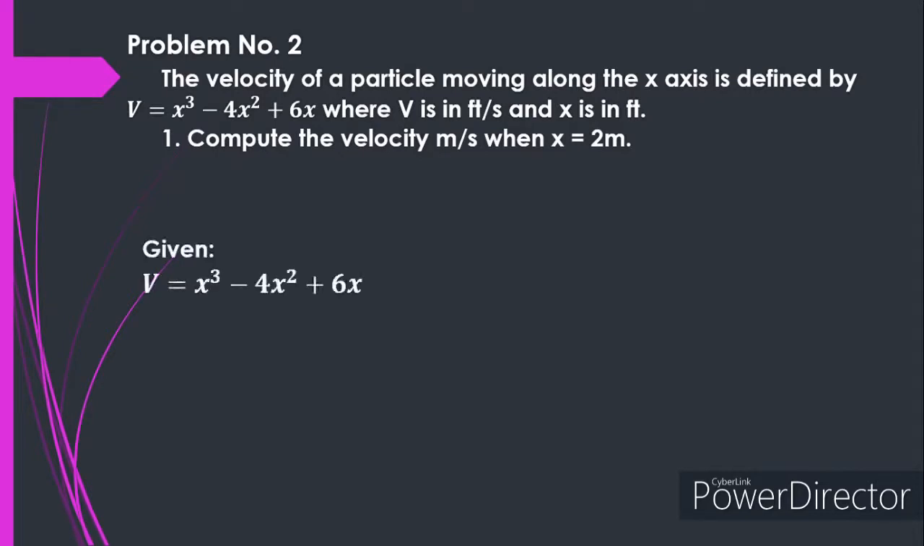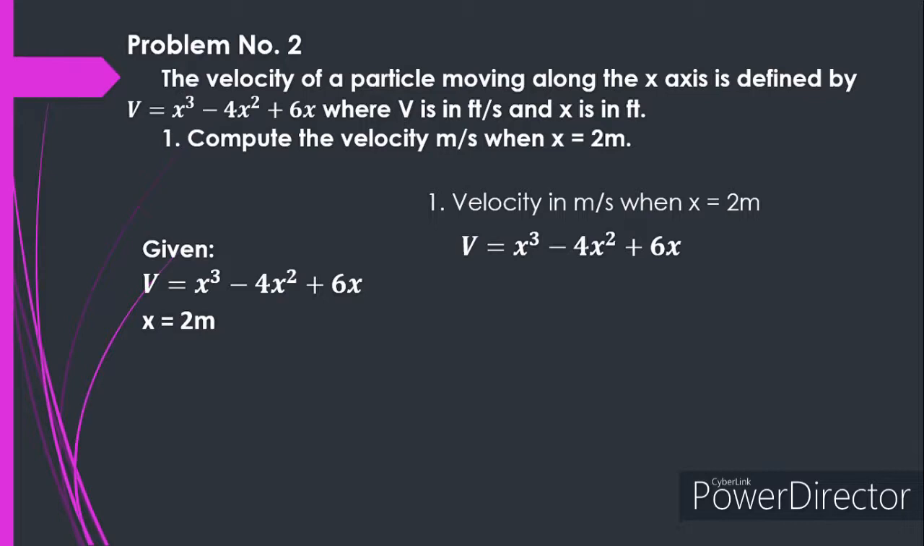So, class, ano given natin? Given velocity equation which is x cubed minus 4x squared plus 6x. Then we have the value of x which is 2 meters. So, we're looking for the velocity when x is 2 meters. Take note, class, na sinabi ng problem na equation is defined by v is equals to x cubed minus 4x squared plus 6x, where v is in feet per second and x is in feet. Therefore, before substituting the values sa ating equation, i-convert natin siya into the proper values.